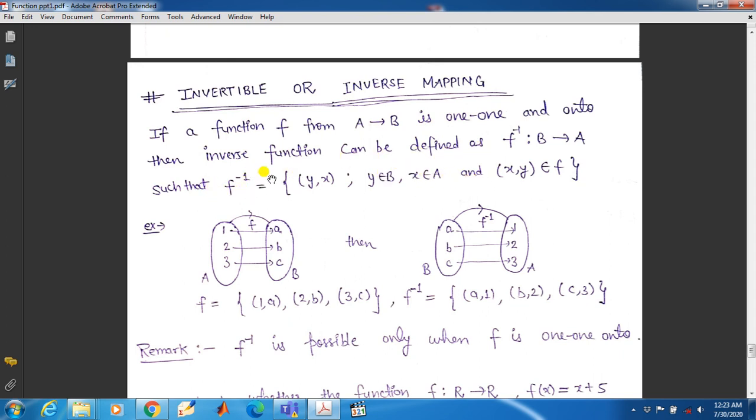So what will be the inverse function in terms of relation? F inverse will be the set of (y, x), where y belongs to B, x belongs to A, and (x, y) belongs to f. So the position of the elements will be changed. So that is the invertible function in terms of relation.